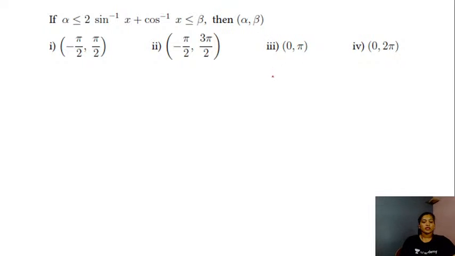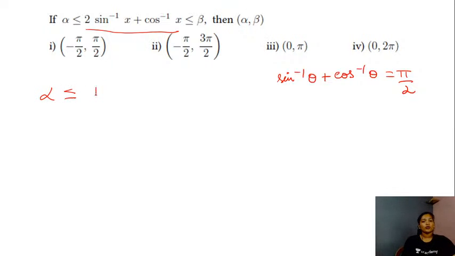Okay, so let me give you all the hint. You will be using your identity sine inverse of theta plus cos inverse of theta is equal to pi by 2, students. Using this identity in the argument, 2 times sine inverse of x plus cos inverse of x, now your question will be of the form alpha is less than or equal to pi by 2 plus sine inverse of x, and this is less than or equal to your beta here, right? I hope you guys have understood this simplification.